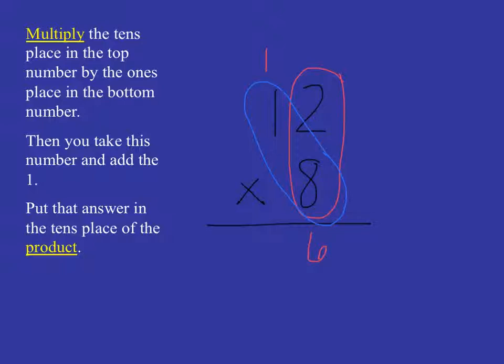So 8 times 1 is going to be 8. I'm going to take that number and add the 1 that I've regrouped at the top. So 8 plus 1 is going to be 9. I'm going to put that answer in the tens place of the product. So the answer to the problem, 12 times 8, is 96.